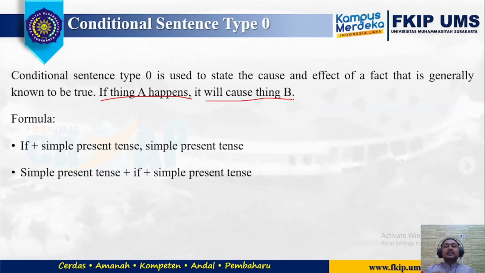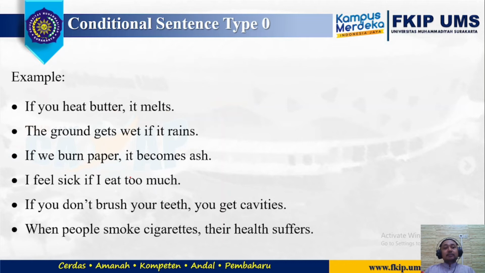The formula, you can see it by yourself: if plus simple present tense, simple present tense. We can put if at the beginning of the sentence or maybe in the middle. That's no problem at all. That's perfectly fine wherever you want to put the word if in the sentence. An example is this one: if you heat butter, it melts. Like here, I put the if here. If you heat butter, it melts. If you train a lot, you will be a successful person, for example.